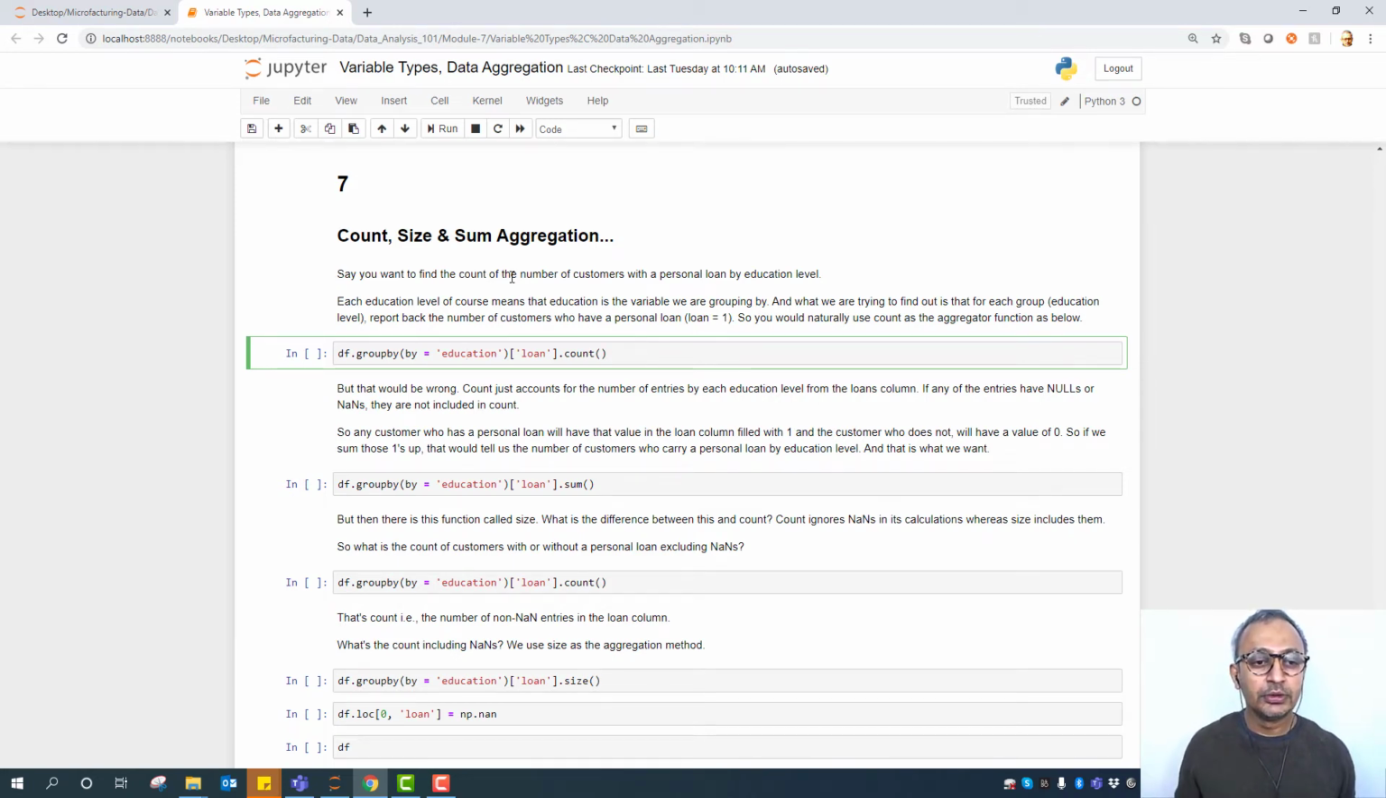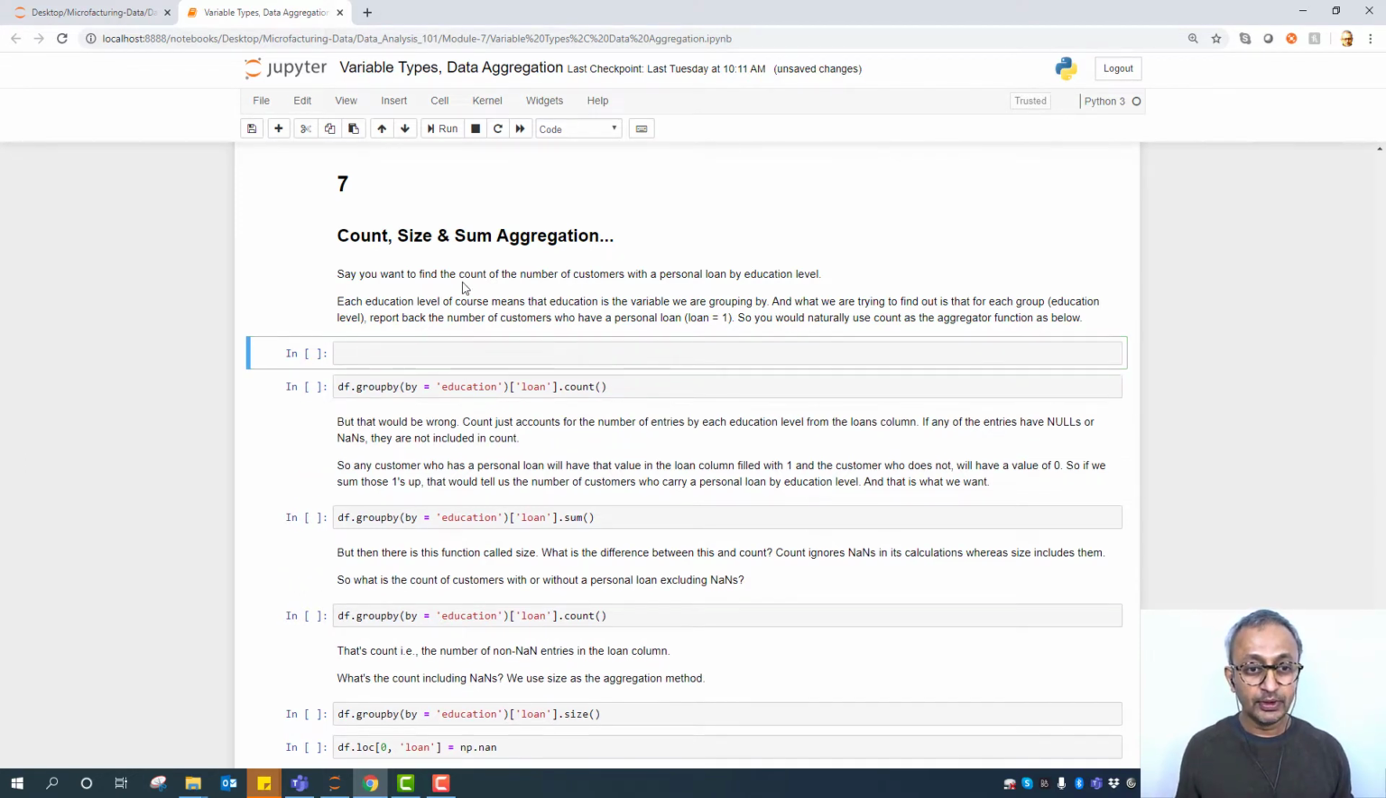So moving along, say you want to find out the count of the number of customers with a personal loan by education level. "By" means anything. Anytime you come across something where you say, okay, I want you to give me something by this, right away you know that you have to use group by.